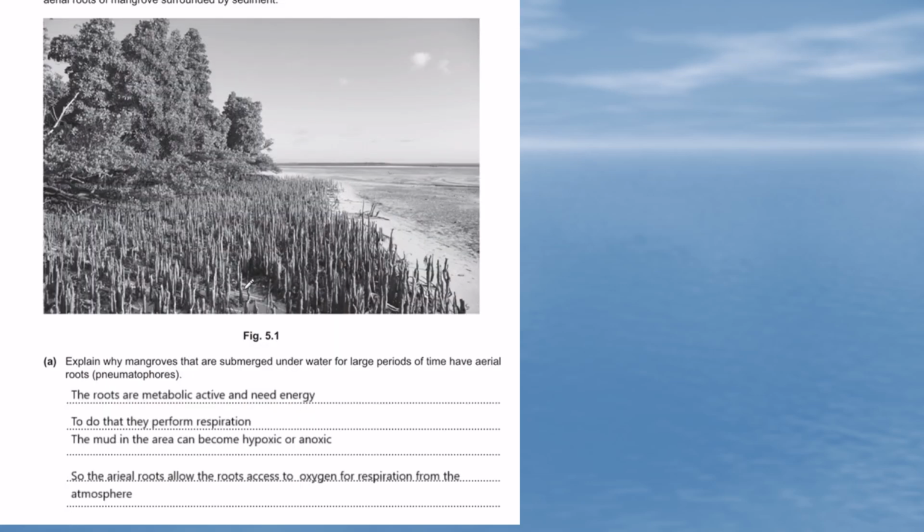the roots are metabolically active and they need energy. They don't get anything from photosynthesis. To do that, they perform respiration. And the mud in this area can become hypoxic or even anoxic, so there's no oxygen down there. So aerial roots allow the roots access to oxygen for respiration from the atmosphere. This is about as clear as I think you can be to get all 3 points.